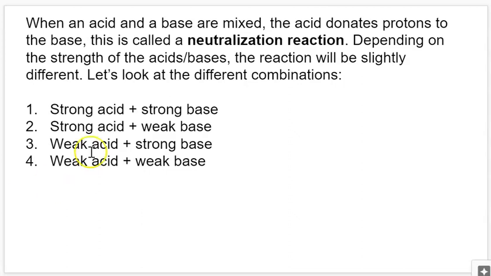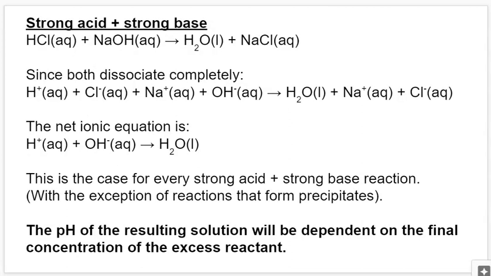So obviously we can have strong acids and strong bases interacting, but we can also have a strong acid interacting with a weak base, a weak acid interacting with a strong base, and then a weak acid interacting with a weak base. So let's go over an example of each of these. The strong acid and strong base combination is the most simple.